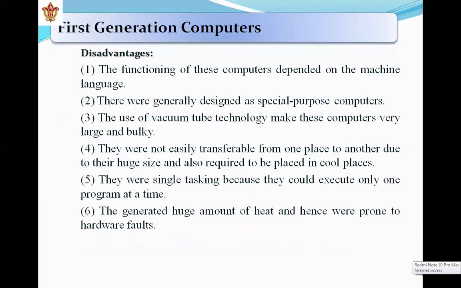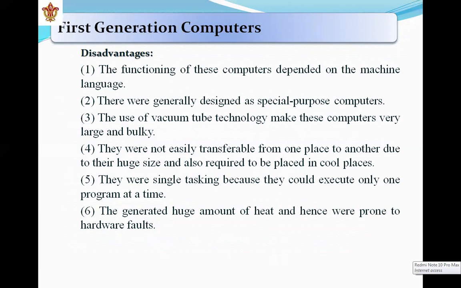And disadvantages are also there. The functioning of these computers depended on the machine language. They were generally designed as special purpose computers. The use of vacuum tube technology made these computers very large and bulky.